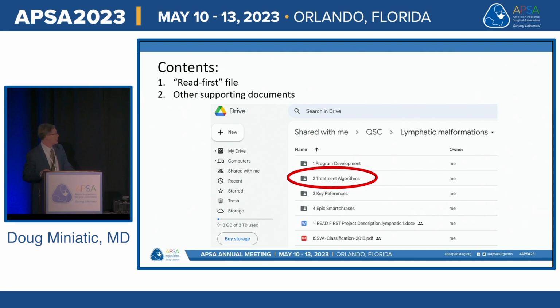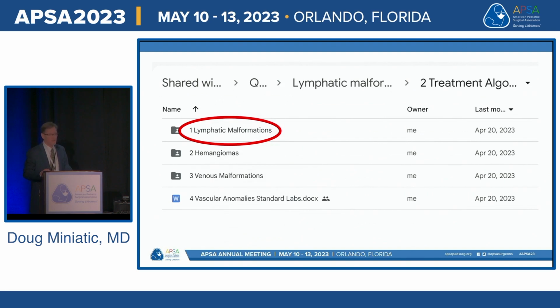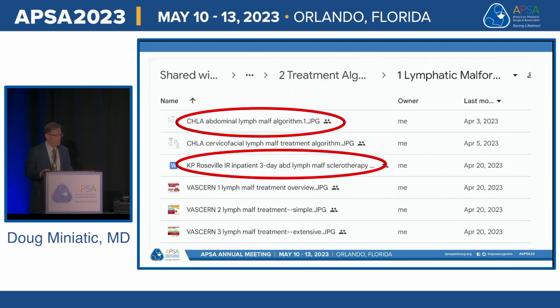And so you, for example, might want to zone in on what some of the treatment options are. So if you open that folder, you'll see that we've subdivided the treatment into different vascular anomaly types. And if you are interested in lymphatic malformations, because you've learned everything today, you can zone in further, and you might be interested in looking at the general algorithm that's used by CHLA, or if you want to get more specific, we have a very specific protocol from Kaiser Roseville.